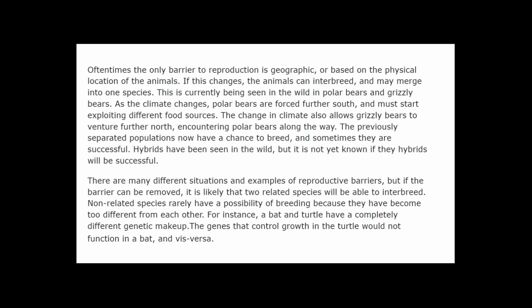And the problem is that polar bears are adapted to living in the snow, and the grizzly bear is adapted to living in forests. And the hybrid is not suitable for either.